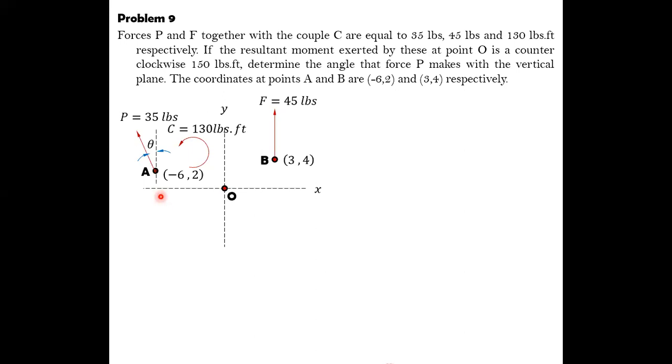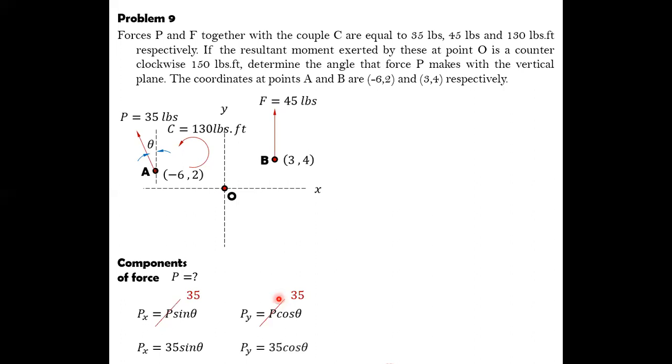By using sine and cosine, since the description of the direction is an angular distance, in computing its x component, definitely the sine function. So it is equivalent to P sine theta. Substitute the magnitude of P, which is 35. So that is equivalent to 35 sine theta. To determine its y component, definitely the cosine function. So Py is equivalent to P cosine theta, and substituting again the magnitude of P, which is 35, that is equivalent to 35 cosine theta.